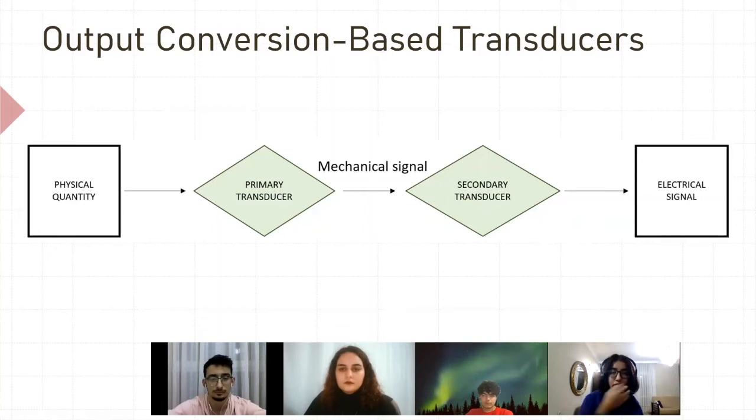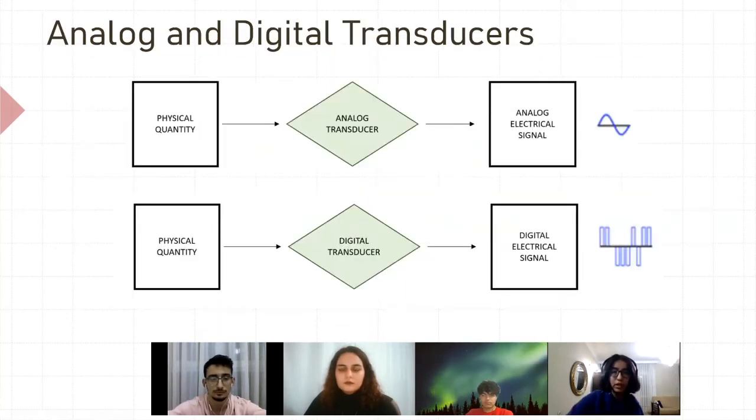Analog and digital transducers are another type of transducer. Analog transducers transduce physical quantity into analog electrical signals. The output from an analog transducer is continuous in magnitude and time. Examples of thermistor, thermocouple, and piezoelectric analog transducers can be given.